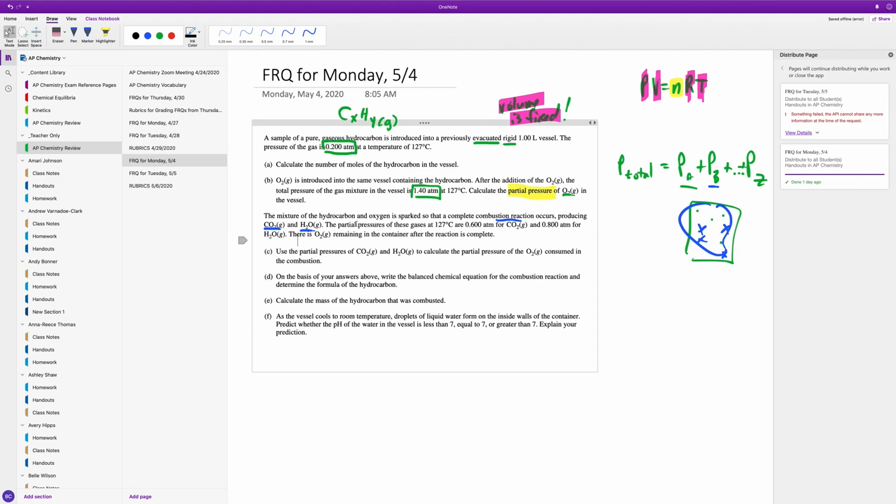The partial pressure of these gases is given, and there is oxygen remaining in the container. So if there's oxygen in the container after the reaction, we know that the hydrocarbon is the limiting reactant. The hydrocarbon here, whatever its formula, is the limiting reactant. And so we can use the partial pressures to calculate the partial pressure of the oxygen that is consumed in the combustion.